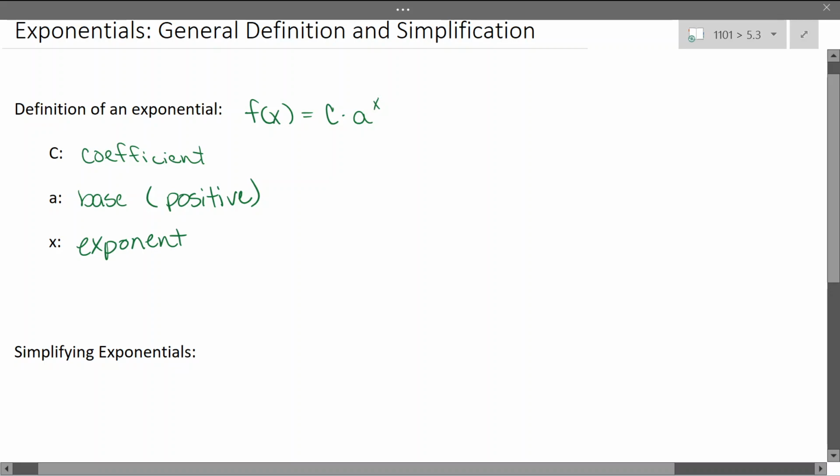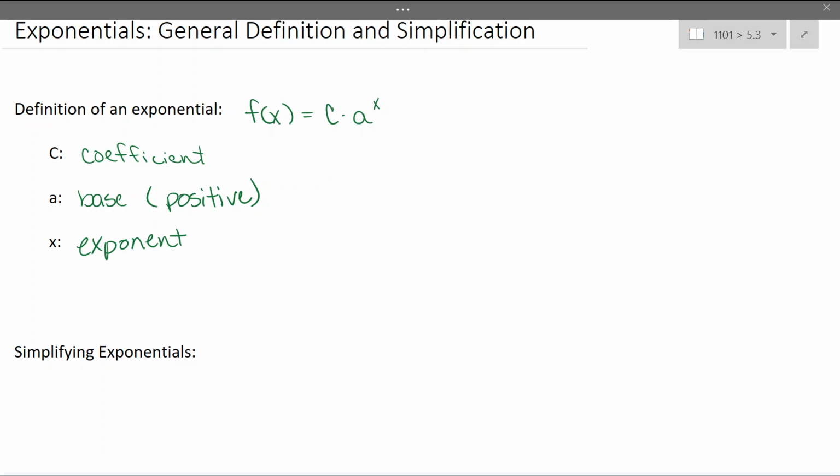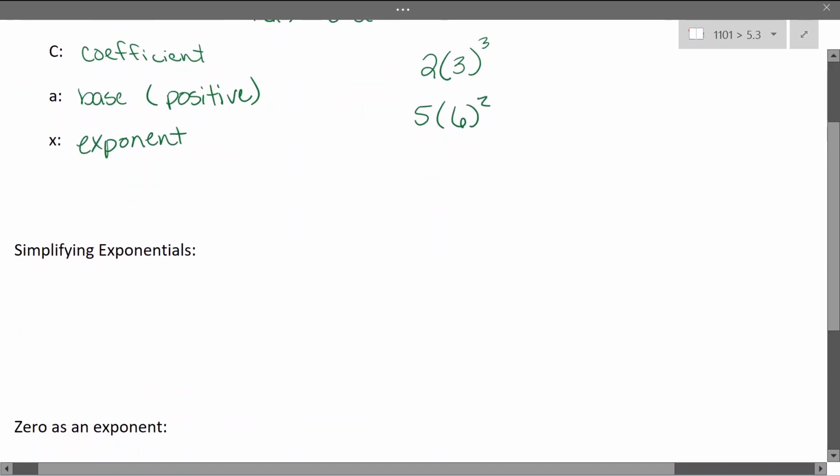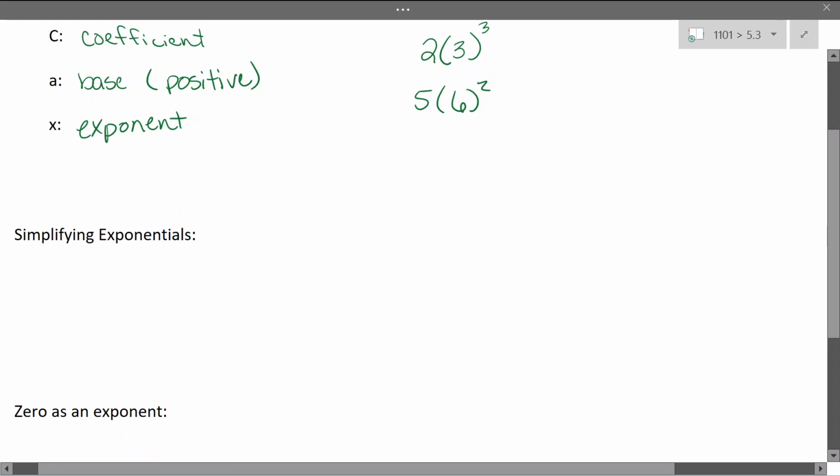So let's look at what this would look like in terms of numbers. You could have something like 2 times 3 to the third, or 5 times 6 squared. So how would we simplify this rather than just putting it in our calculator? If we have 2 times 3 cubed, we want to deal with our exponent first by the order of operations. So that's going to give us 2 times 27, and then we just multiply and get 54.